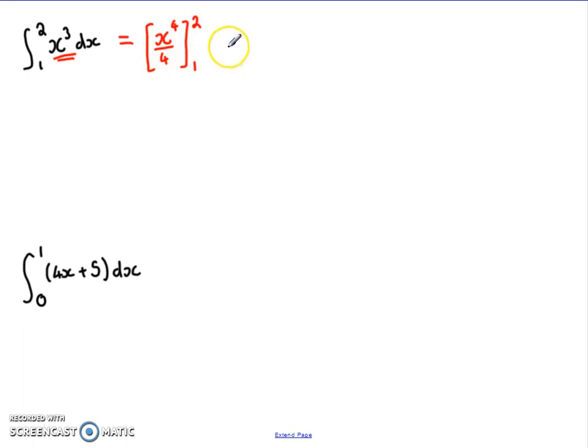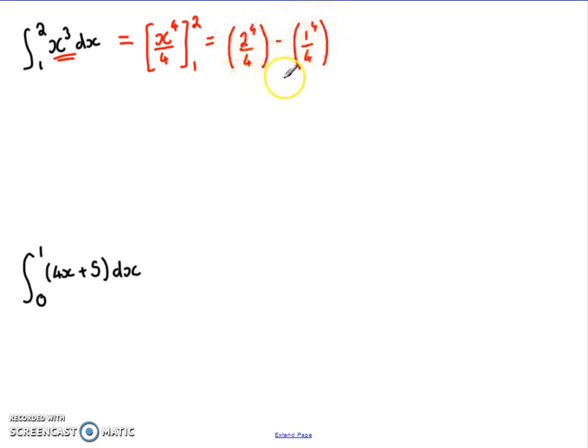What we now want to do is think back to what we said a minute ago. We then take the integrated version at the upper value and we subtract the integrated version at the lower value. So for this one here, that would be the x to the 4 over 4 at the upper value. So that would be 2 to the power of 4 divided by 4. Take away the integrated version here at the lower value. So that would be 1 to the power of 4 over 4.